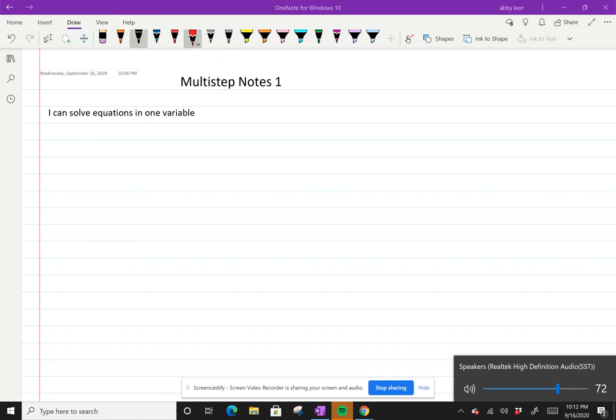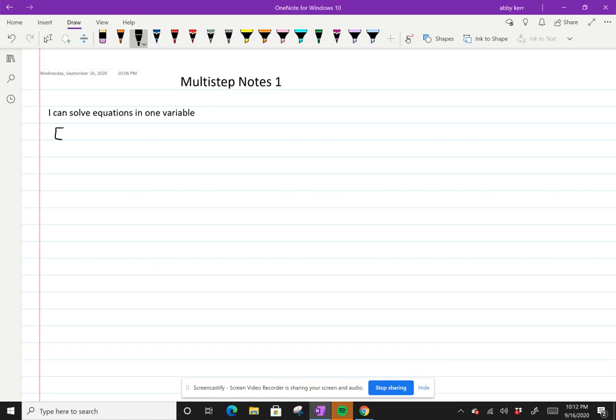So the first one that I want to go over is 5x plus 4 all divided by 2 equals 12. Now I recommend still drawing your line. Now notice that the numerator is all divided by 2. We have to get rid of that division by 2.